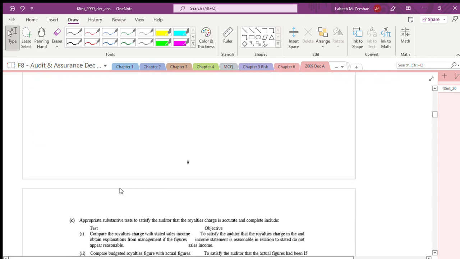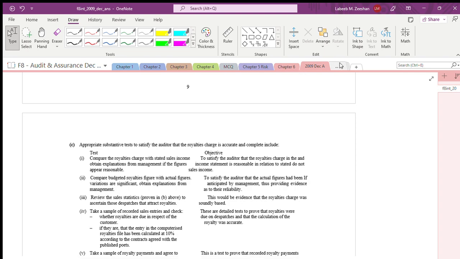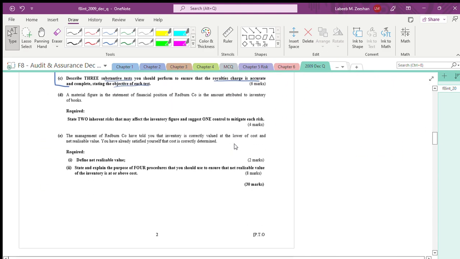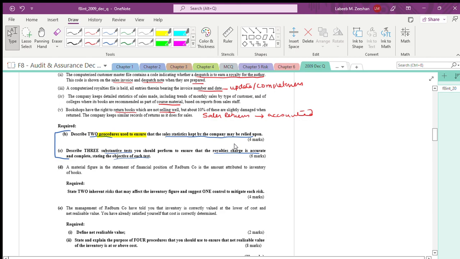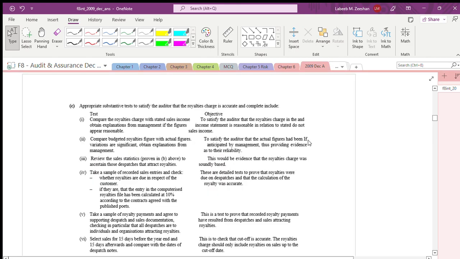Now, they are talking about substantive procedures. How many substantive procedures have they mentioned? They have mentioned 3 substantive procedures. It says: appropriate substantive tests to satisfy the auditors that the royalties charge is accurate and complete. Now what is the test and what is the objective?